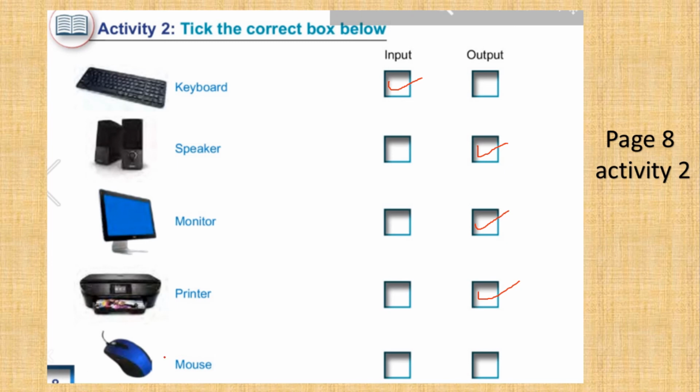Here, the last one. What is the mouse? Input or output? We use the mouse to indicate to the computer where to move or where to click. We are giving the computer an instruction. We are putting it into the computer. So, it is an input device.